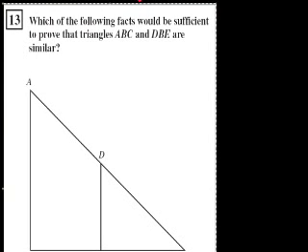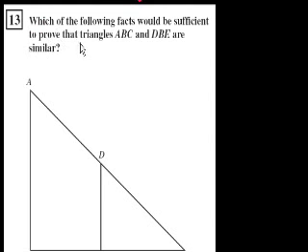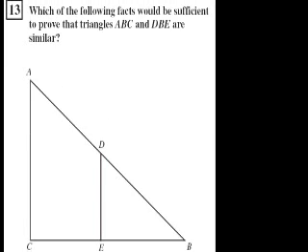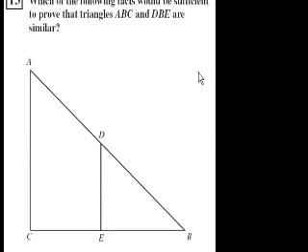13. Okay. Which of the following facts would be sufficient to prove that triangles ABC, so that's the big triangle, and triangle DBE, so that's the small one, are similar? So we have to prove that all of their angles are similar. And I can not even look at the choices and I can guess where this is. So we want to prove that those are similar.